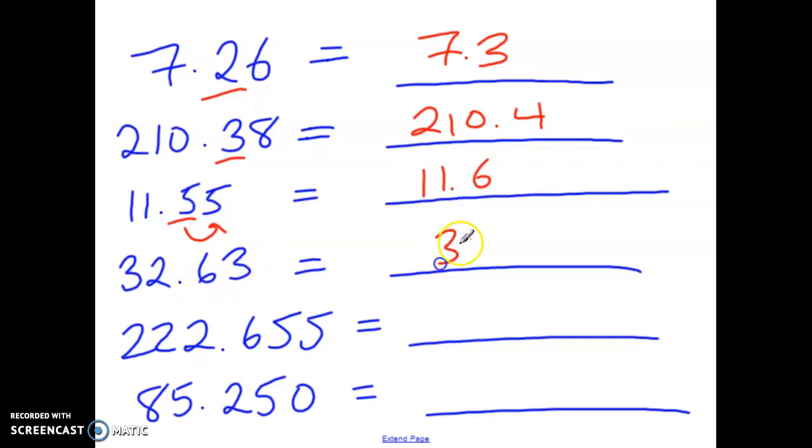Here it's less than 5, that's a straightforward one to keep the same. Here we have a 5, and then next door is a 5. Because there are extra numbers, we are going to round up 0.7. And here we have a 5 with a 0, which means this will stay a 2 because it is even.